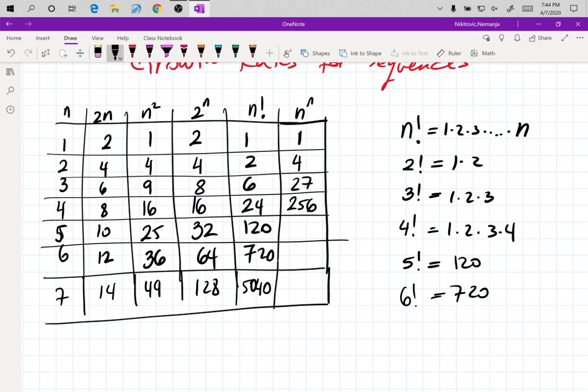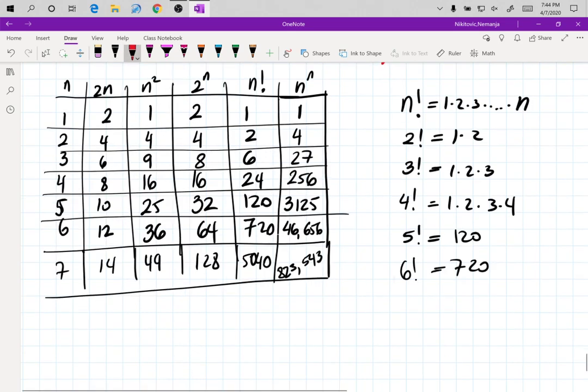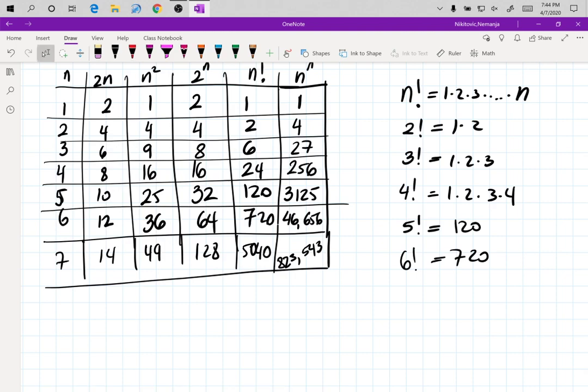Now we want to calculate maybe 5 to the 5 and not bother calculators. Right, that's going to be 3,125. 6 to the 6 is 46,656. And 7 raised to the 7 is 823,543. There we go. Can't even fit, right?